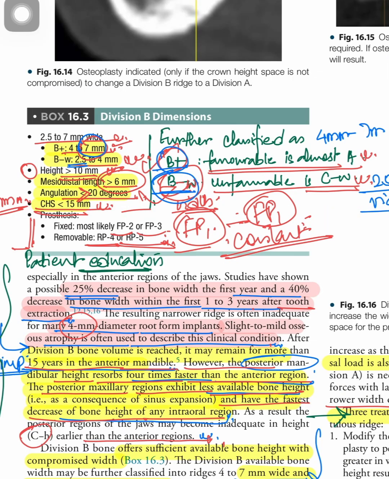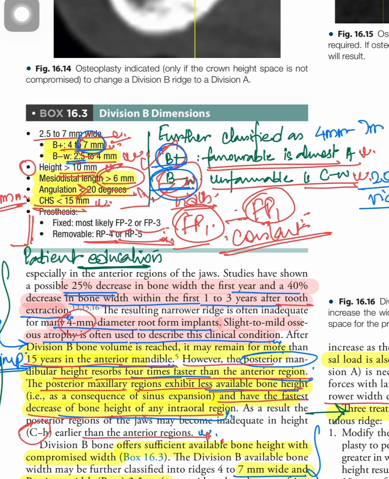Suppose you have 7 millimeter of bone; that makes the bone ideal for implant placement in most of the cases. Obviously, when you're placing a 6 millimeter diameter implant, 7 millimeter might seem less. But in most cases, if you have 7 millimeter of bone, it is essentially a division A bone. B minus width, you have 2.5 to 4 millimeter. Suppose you have 2.5 millimeter. In such cases, you need to think and plan what can be done. Either you can convert the bone into type A by doing osteoplasty, you can place narrow implants, or you do ridge augmentation.